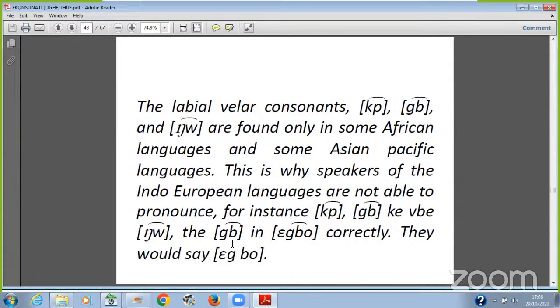They cannot pronounce the gb in Egbo correctly; they will say Egbo, that is egg and then bo, separately. Whereas an average Edo person will pronounce it as a single sound, Egbo, B.